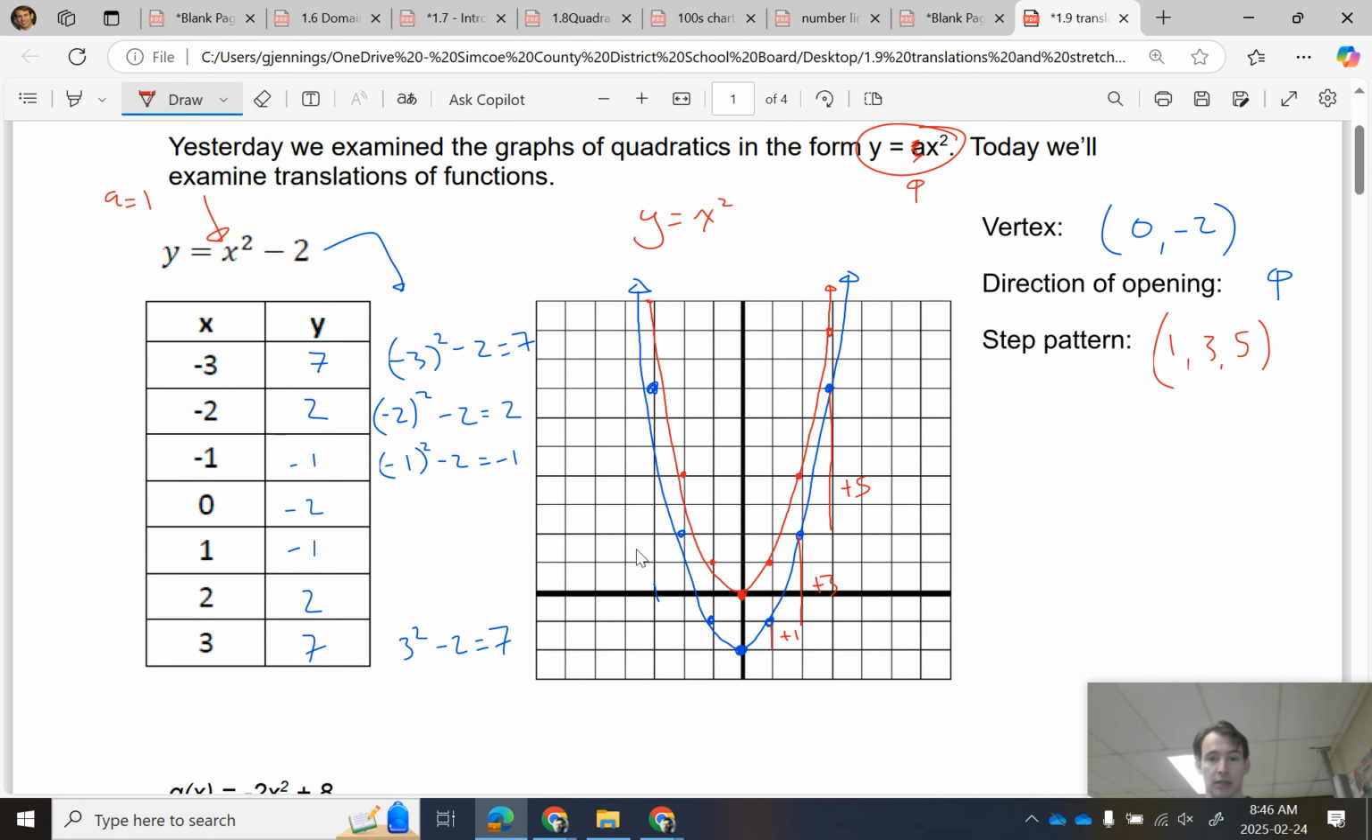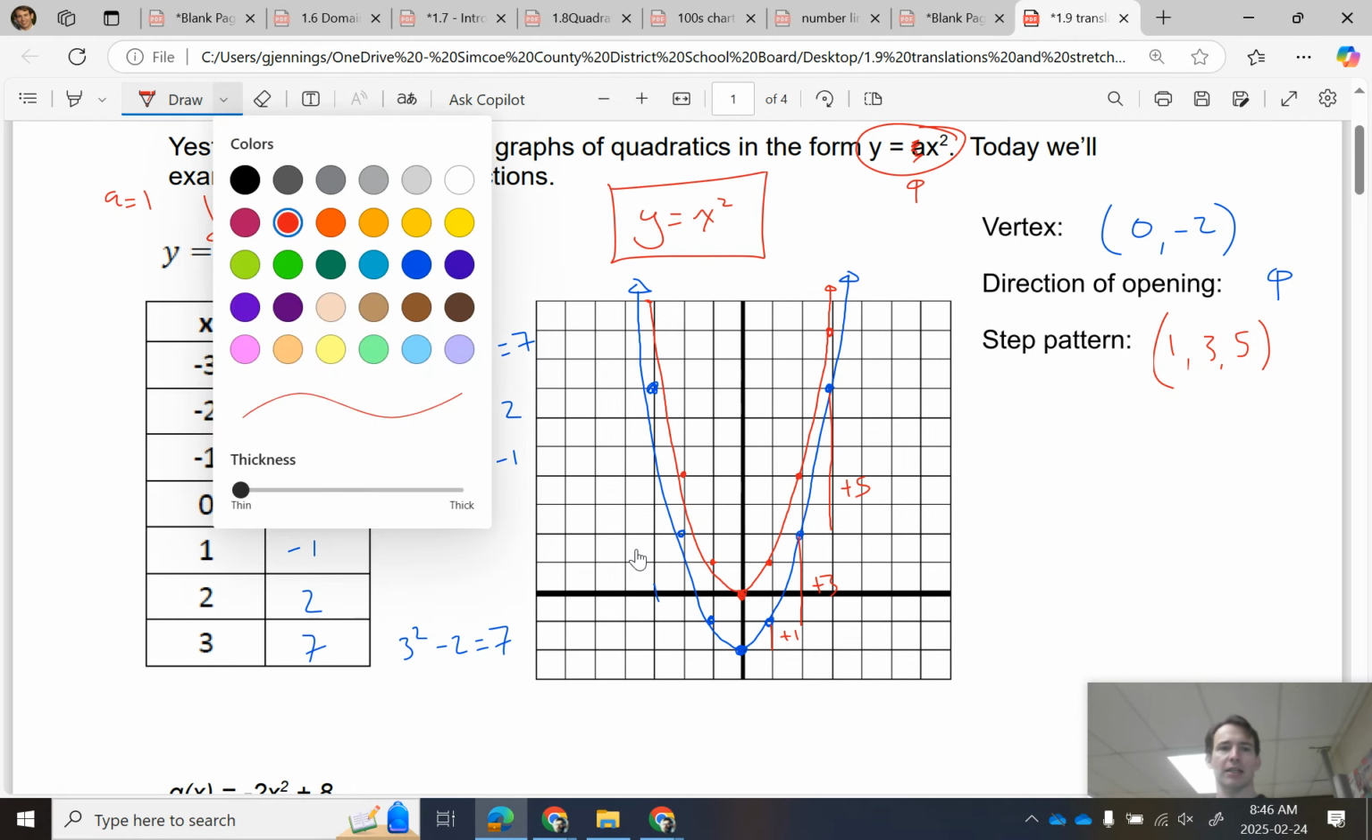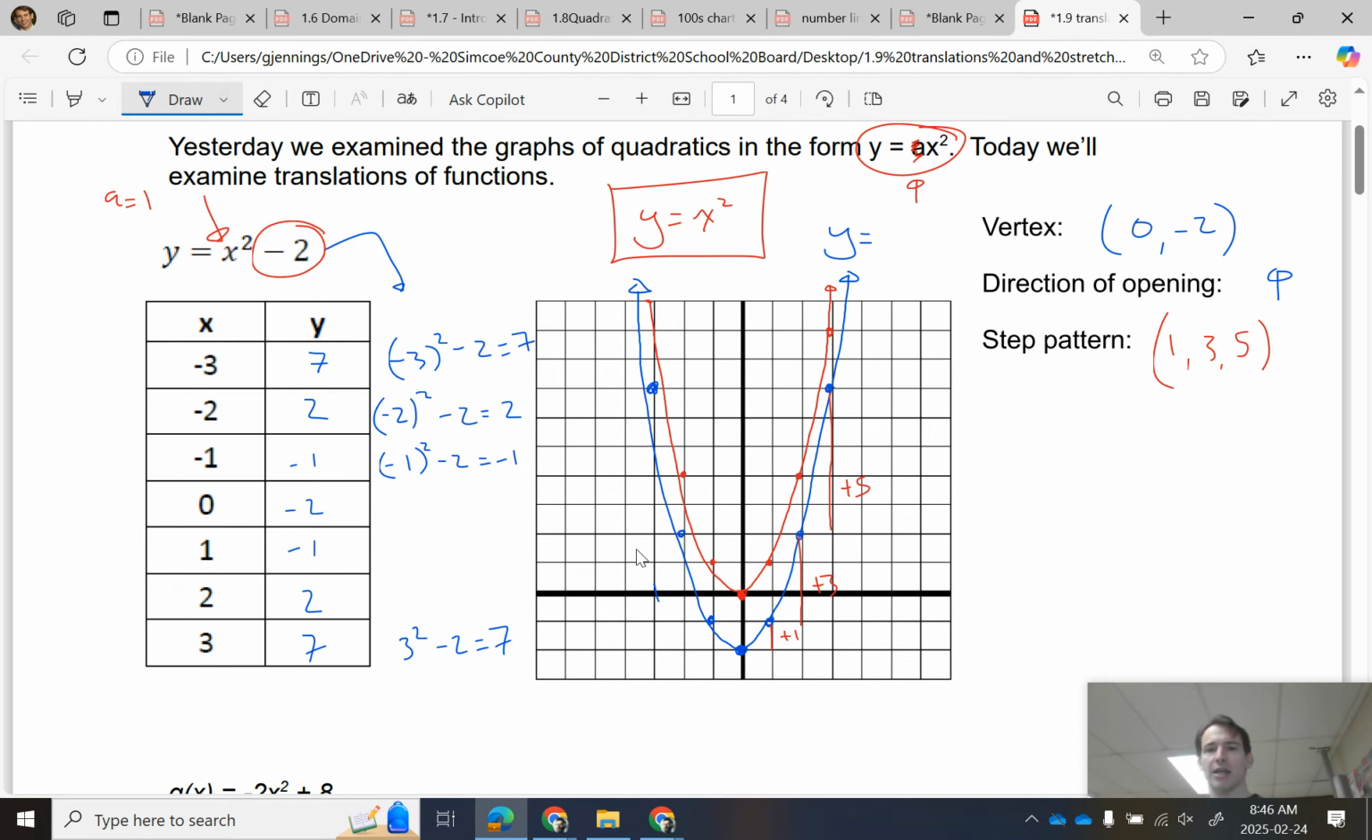Yeah. So, here is the cool thing if we're looking for patterns. What did this minus 2 do to this parent function to create this other function, y equals x squared minus 2? What was the function of that minus 2? What was its effect? How did the red parabola change and become the blue parabola when we said minus 2? It went 2 in what direction? Yeah, it went 2 down.